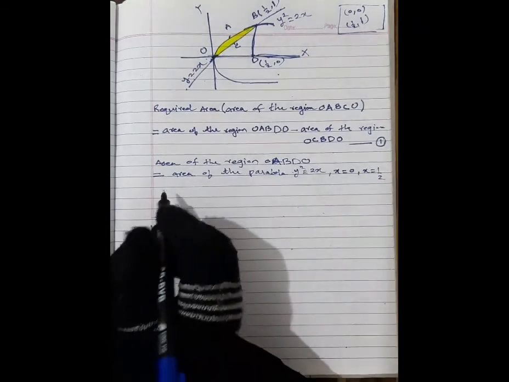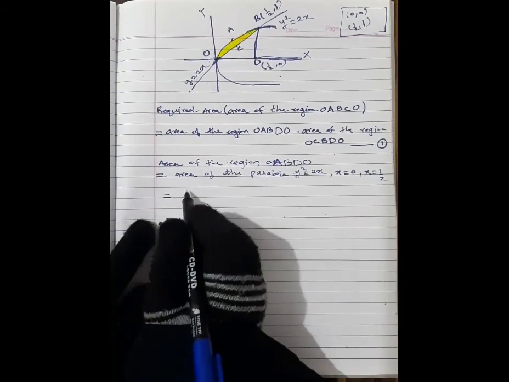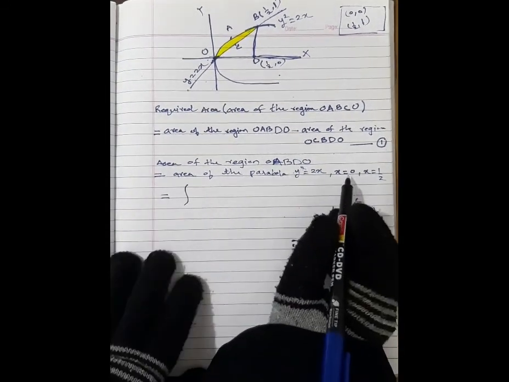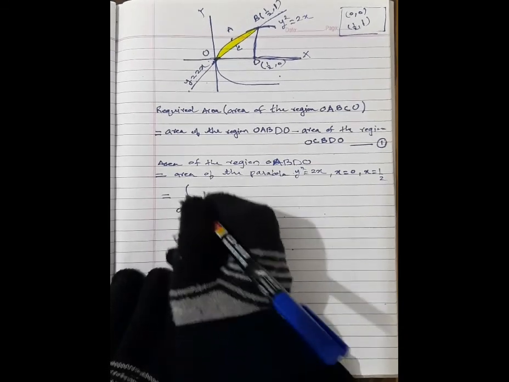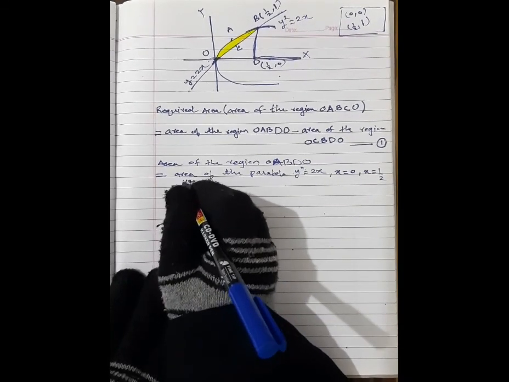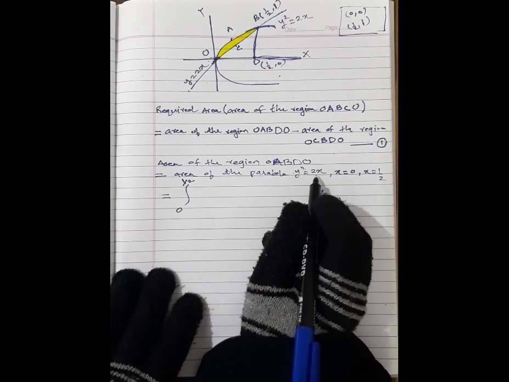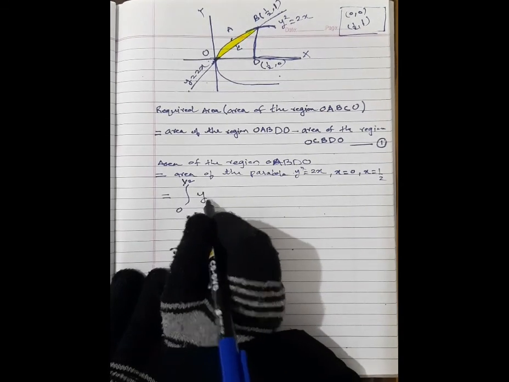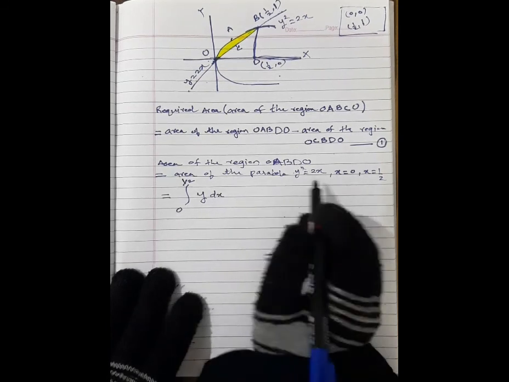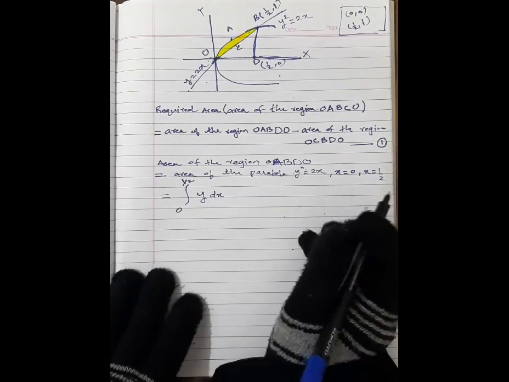So here we'll write area, which is equal to integration. What is the limit here coming? 0 to 1 upon 2. 0 to 1 upon 2 y square dx. So we'll write area is y dx. Here the parabola is y square is equal to 2x.